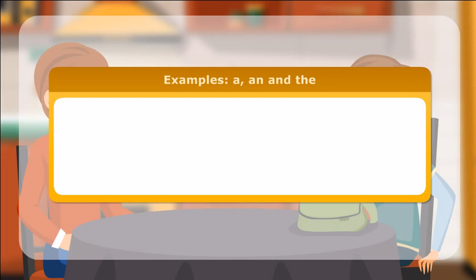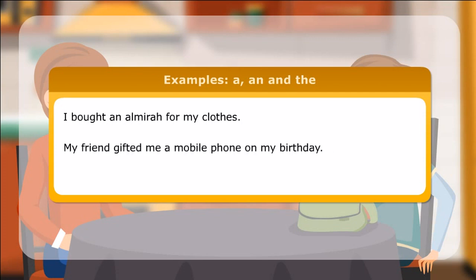A few more examples of the use of a, an and the are: I bought an almirah for my clothes. My friend gifted me a mobile phone on my birthday. The house next to mine has a beautiful garden.